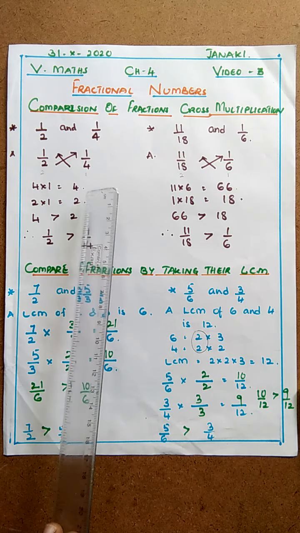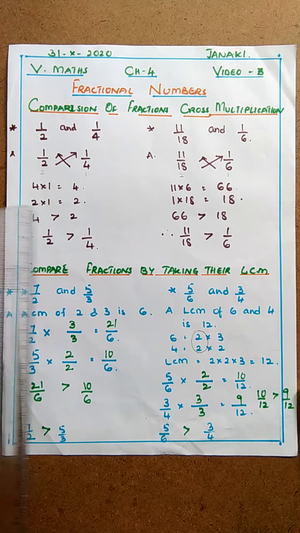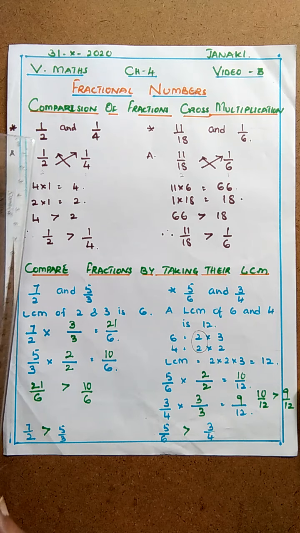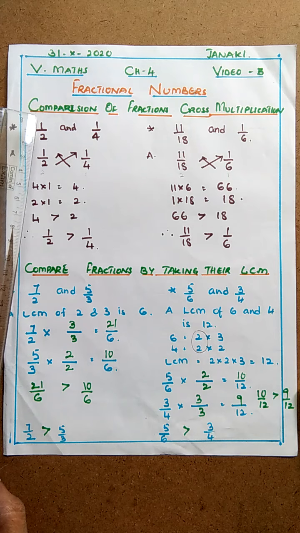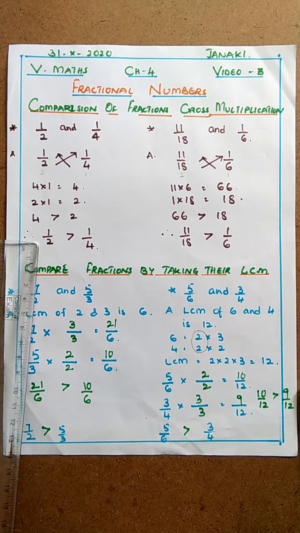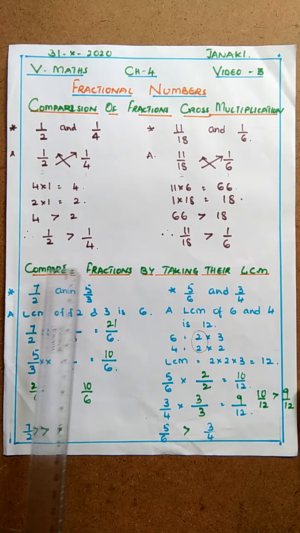Out of 2 and 4, which is greater now? 4 is greater than 2. So, how did you get this 4? By multiplying the numerator of the first fraction, isn't it? That is 1 by 2. So, 1 by 2 is greater than 1 by 4. These are the original fractions.